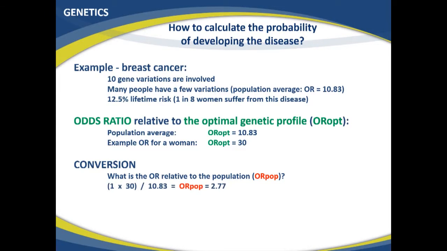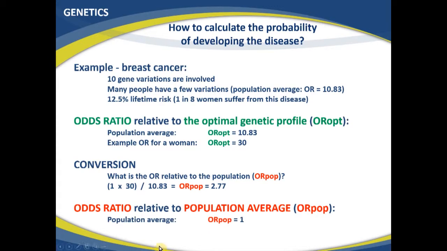That's the next question. So this is the calculation that you would do. 1 times 30 divided by 10.83. And then you get an odds ratio compared to the general population, which used to have an odds ratio of 10, of 2.7. So now the general population has an odds ratio of 1, and relative to them, this person, who used to have an odds ratio of 30, has an odds ratio of 2.77 now, because you just look at a different relative position. So the average population has an odds ratio of 1 through this conversion. The example odds ratio for a woman is 2.77.